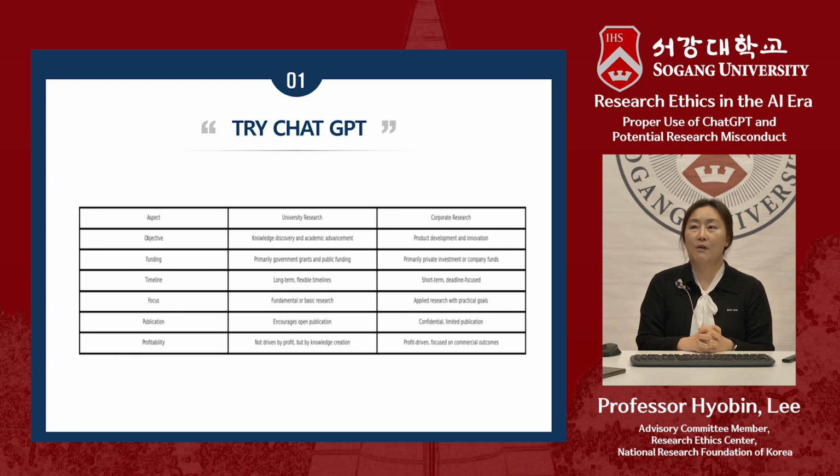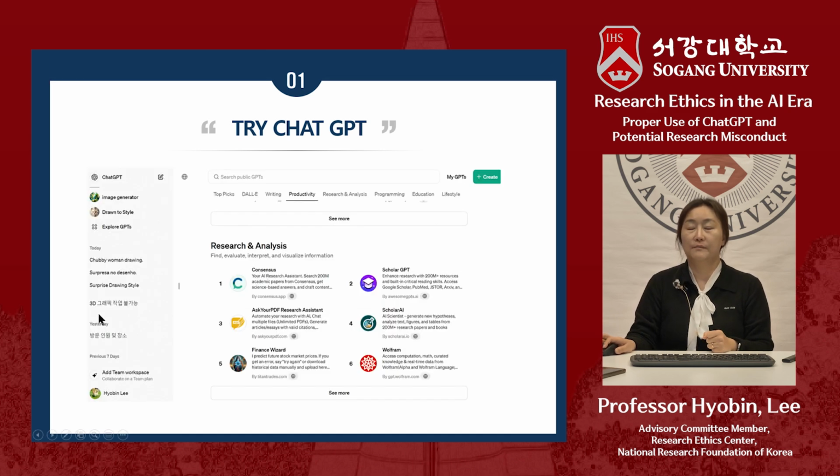And when you write a paper, I strongly recommend you use this section. So if you go to Explore GPT, there are a lot of tools. I introduced writing, and if you click writing, you can see Write for Me. And if you go to Research and Analysis and click it, you can see different kinds of tools. I recommend 3 different things: Consensus, Scala GPT, Scala AI. When you write a paper, you should use these 3 different things.